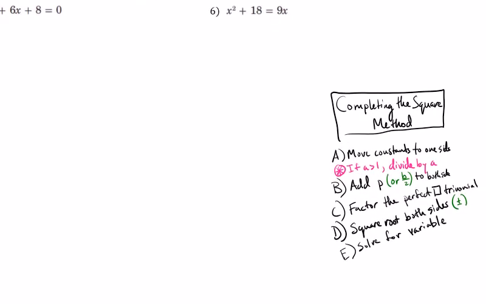Then, if a is greater than 1, which we're not going to have too much of, we want to divide everything by a to get the leading coefficient equal to 1. Then we want to add p squared to both sides. Once we add p squared to both sides, we'll have a perfect square trinomial on the left, so we want to factor that. It could be on the right too, but that's usually how you'll see it. Then we square root both sides using the square root property, and then solve for the variable. So let's see what that looks like.